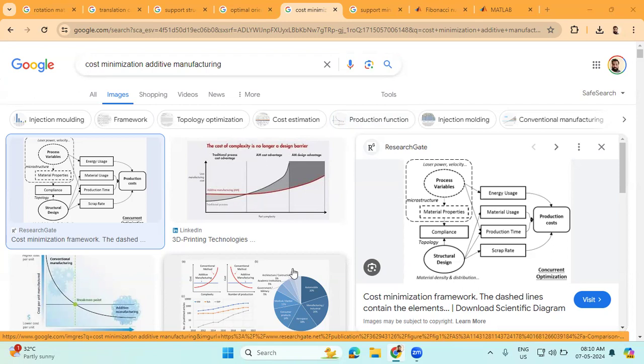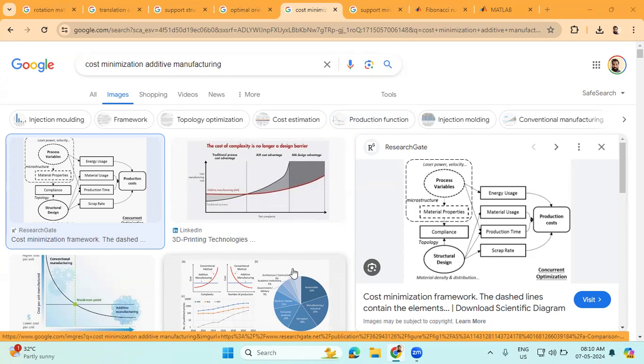Then next is the building cost. We can calculate the building cost with the help of an equation: build time multiplied with machine utilization rate. Machine utilization rate we can calculate with the equation (m plus c) by t divided by 365 divided by 15, where m is the annual maintenance, that is 15% of the initial machine cost, and t is the machine life.